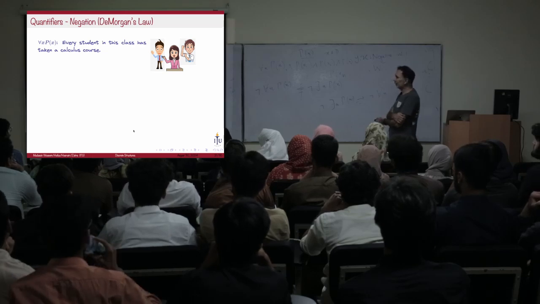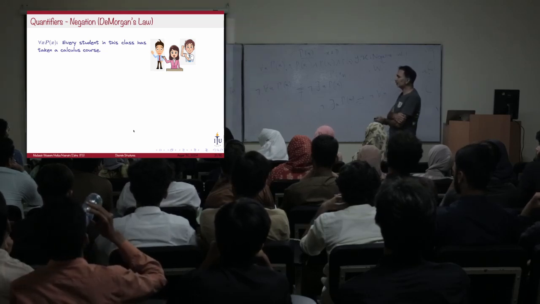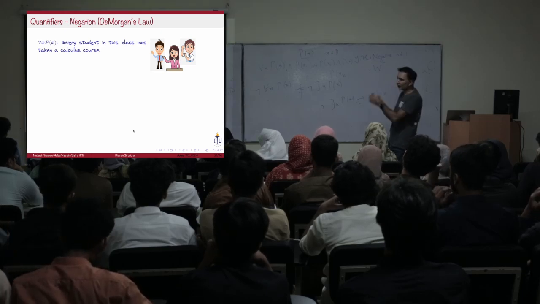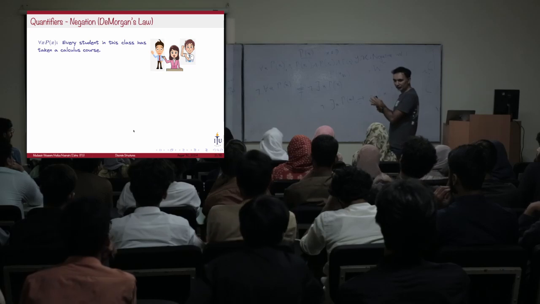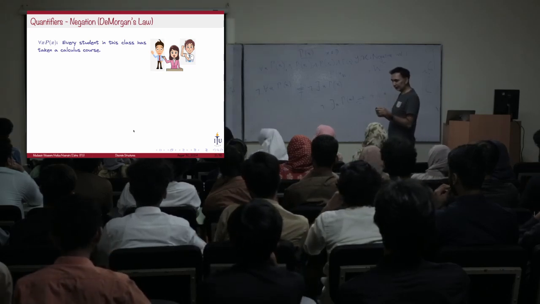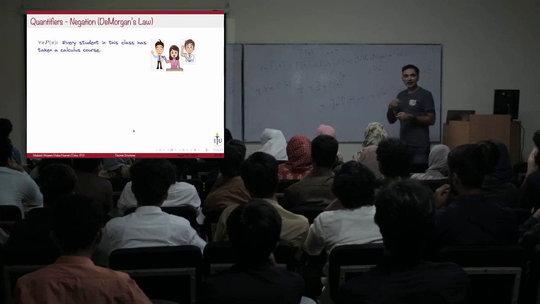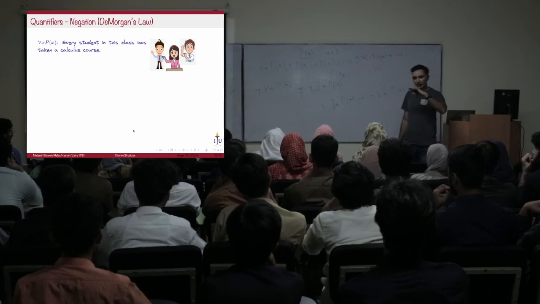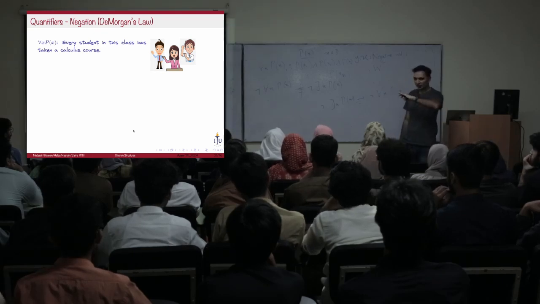This is how we write it. P of x means x has taken calculus. When I say for all x P of x, I mean that everyone in this class has taken calculus. Stop me at the moment I stop making sense. At any point, if you feel you don't understand this point, stop me there.